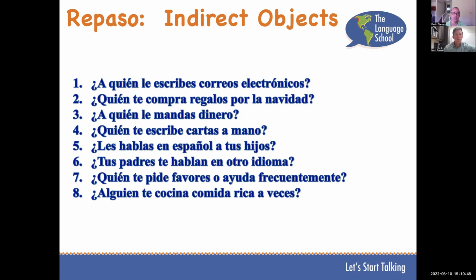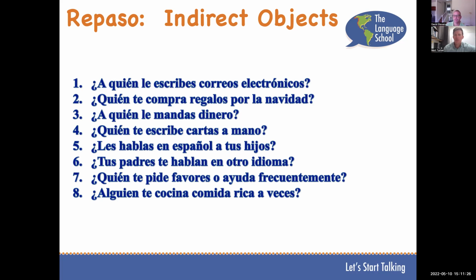Ahora vamos a hablar. Mateo, ¿a quién le escribes correos electrónicos? Yo le escribo correos electrónicos a mi jefe. ¿Quién te compra regalos por la Navidad? Compra. Mi familia le compran regalos por la Navidad. Repite. Mi familia le compra regalos por la Navidad.